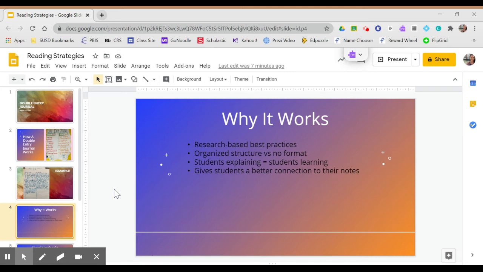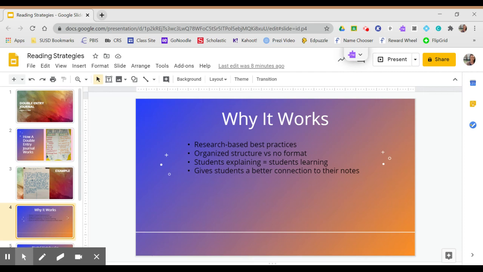So it's very important to me that we have research-based best practices, and this type of format for notes is especially good for students, especially good for our age demographic as well. It's an organized structure, so it's not just randomly putting dotted notes down on a piece of paper that have no format. It's very organized instead.